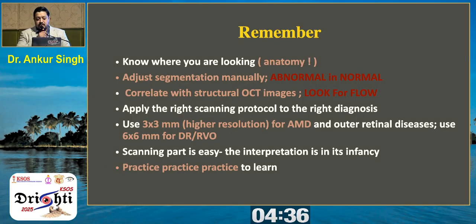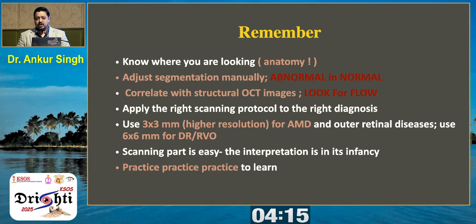Always remember that you should know the anatomy, because unless you know it, you cannot identify it. Second, always adjust the segmentation manually. Look for the abnormal in the normal. Correlate the structural OCT with the OCT angiography. Look for the flow as well. Apply the right scanning protocol to clinch the diagnosis.